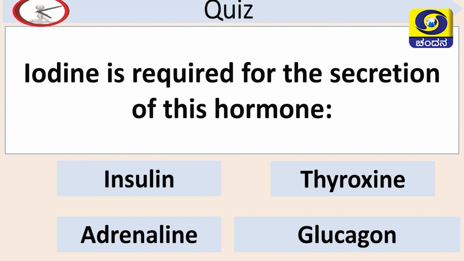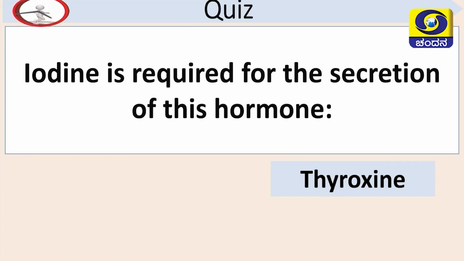Iodine is required for the secretion of this hormone. Insulin, thyroxine, adrenaline, glucagon. Please think and answer. Okay, the answer is thyroxine.